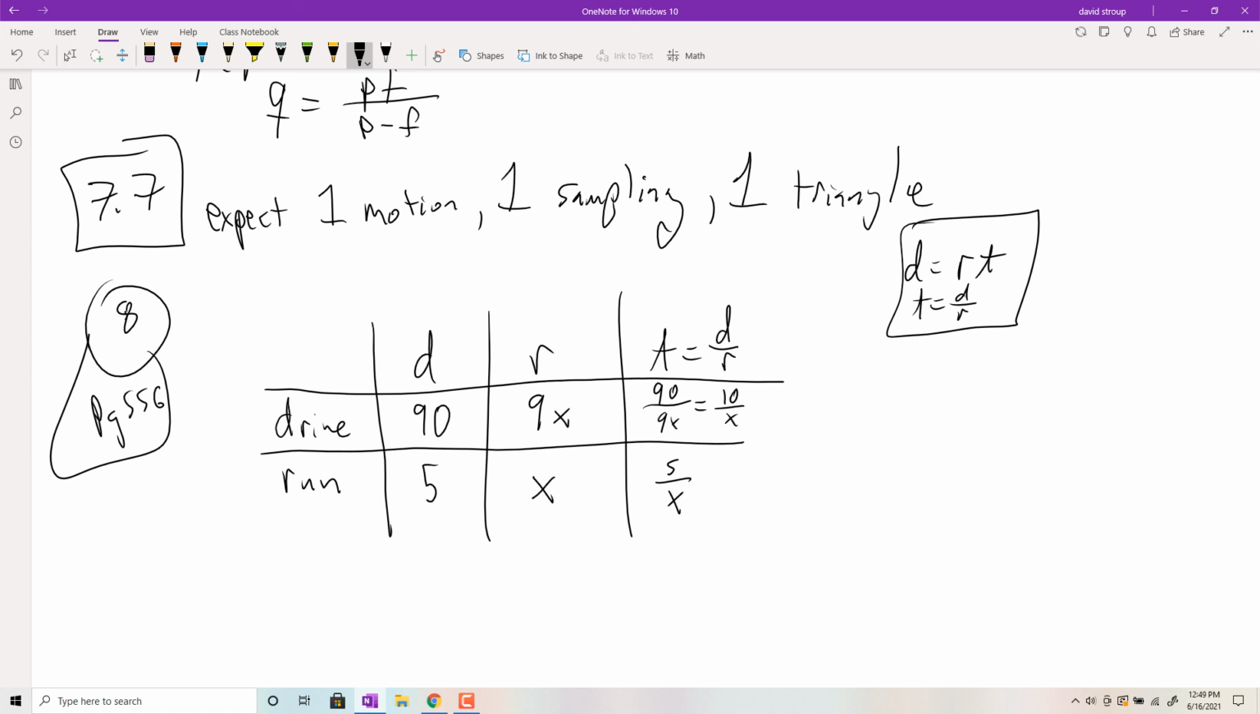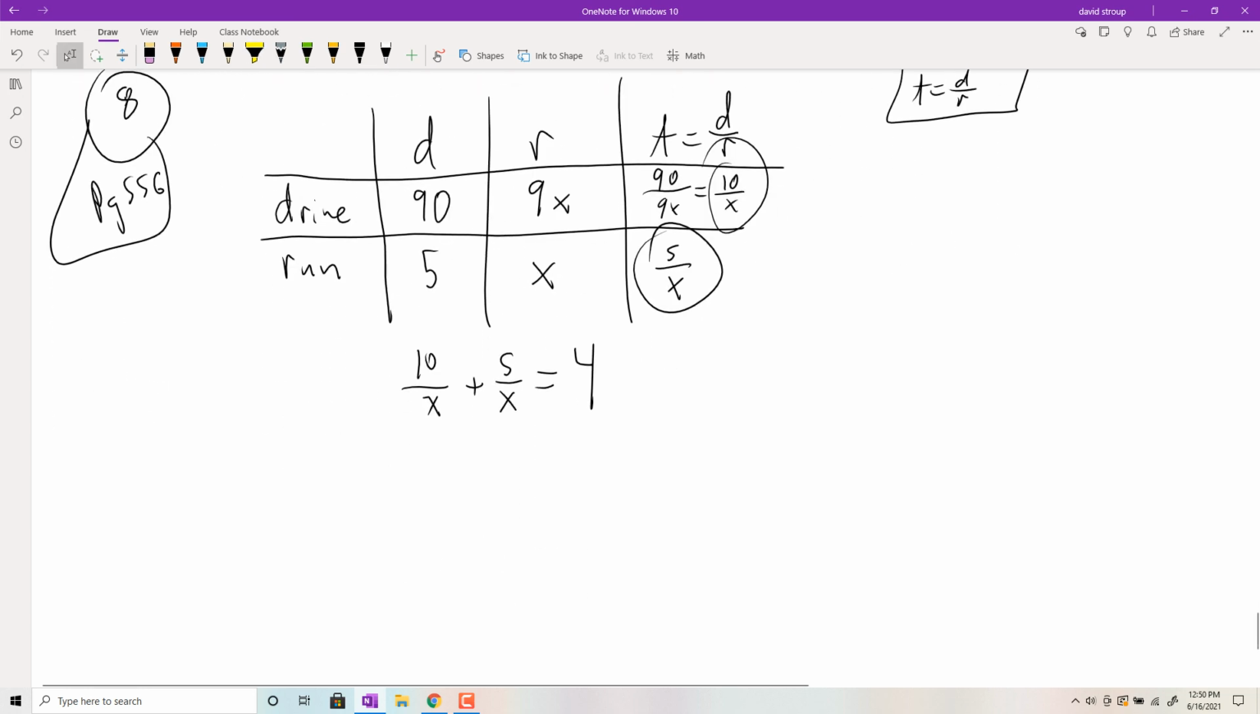And then the sentence: if the total time for driving and running is 3 hours, find the average rate. So the total time, that's this time plus this time, is equal to 3 hours. So it's 10 over x plus 5 over x. I'm not going to put one of those because this looks an awful lot like the work formula. There's no way I'm putting one of those work problems on here. Those are a bit silly in my opinion. Anyways, the sum of the time is 4 hours, and then we're going to solve this for x.